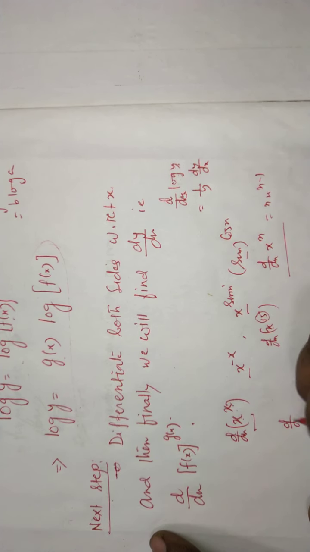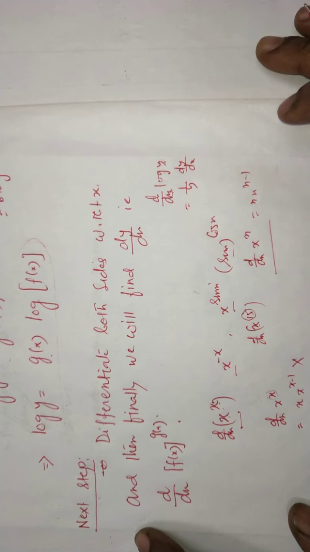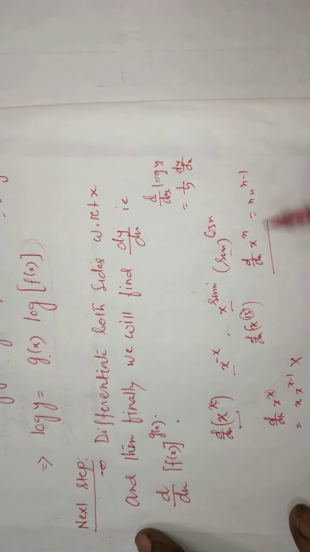Never write like that: d/dx of x to the power x is equal to, maybe you, so many students I have seen, they have written like that. You can use this is n, and you can write x into x to the power x minus 1. This is wrong. This is a wrong concept. You cannot utilize this, because it is not a number. Here, n is what? n is a real number.